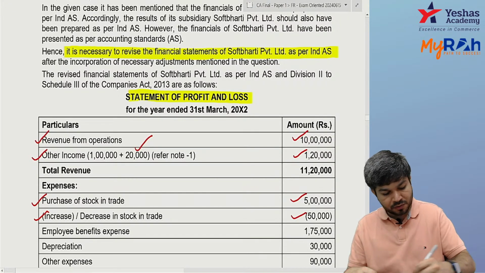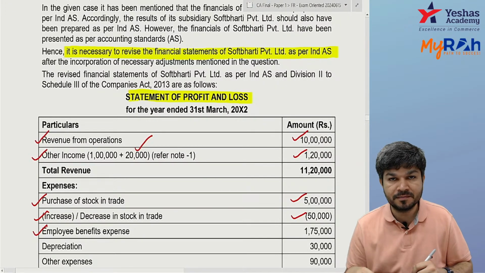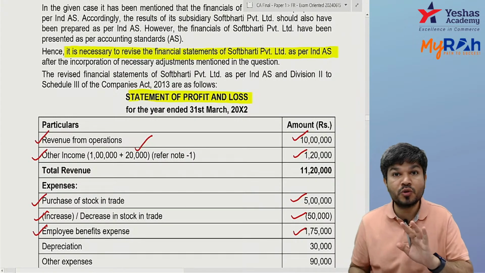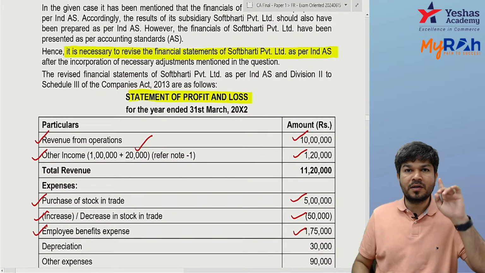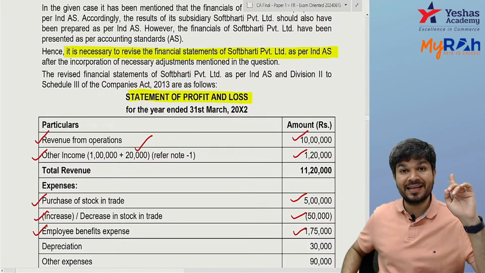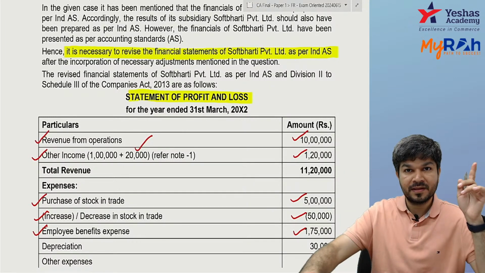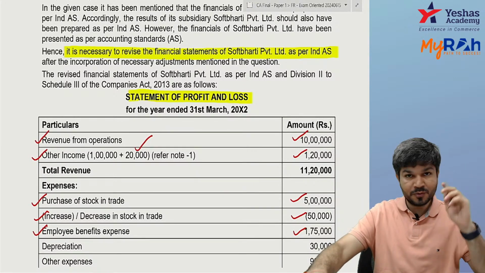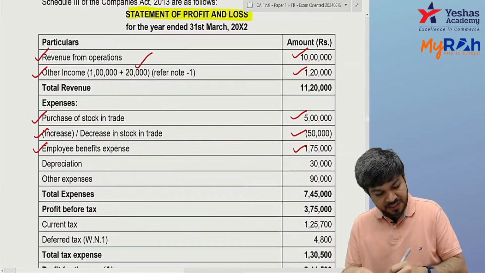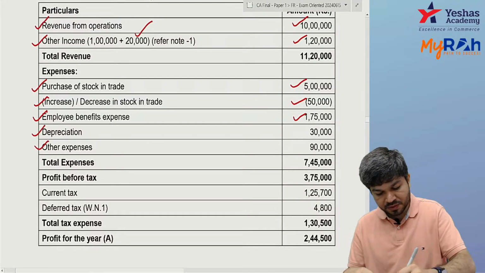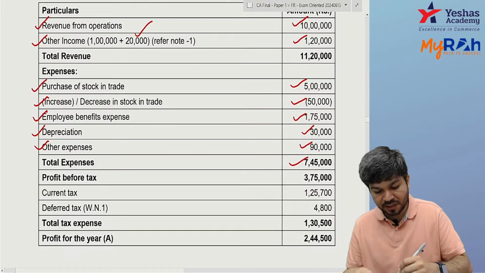Increase, decrease in stock, no change. Employee benefit expense, no change. The 1,000 rupee actuarial gain comes in OCI, so this is no change. Depreciation, no change. Other expense, no change. These are no change at all. This is the total expense.